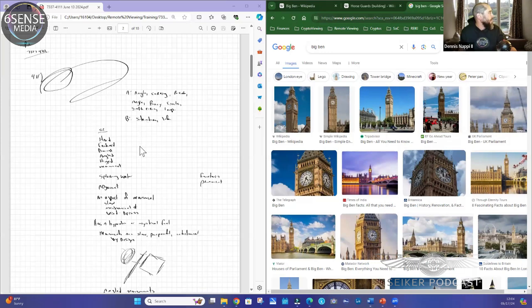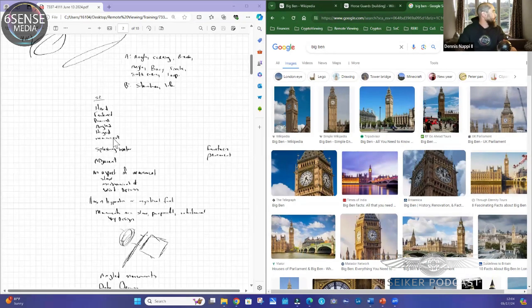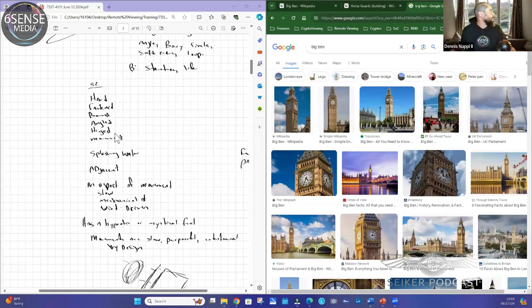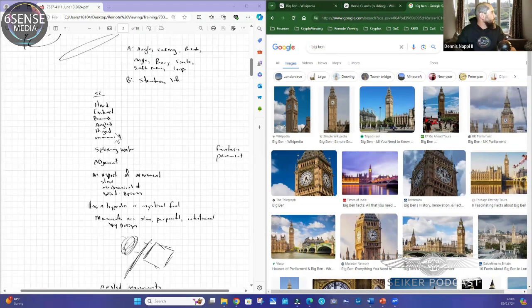It's hard, fastened. Let me zoom in a little bit here. I can't even read my writing. I was writing so fast. Angled, hinged. I had movement. I had a fountain and pavement. I'm not sure if there's a fountain by Big Ben, but that's the water I was picking up on. Splashing water, adjacent. An aspect of movement.